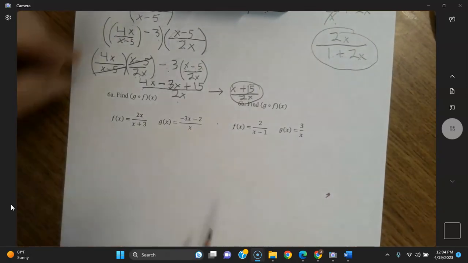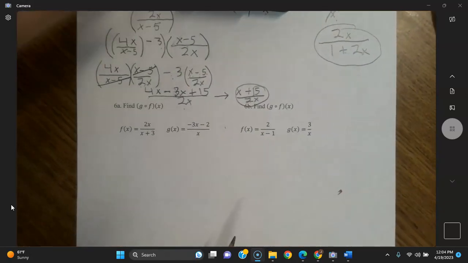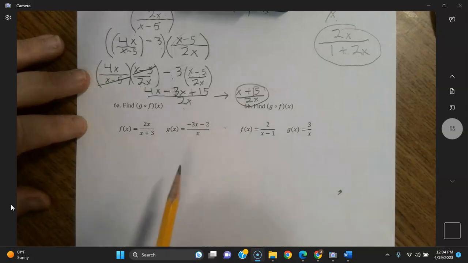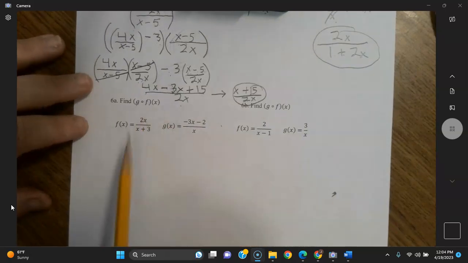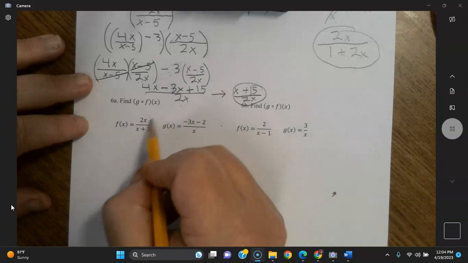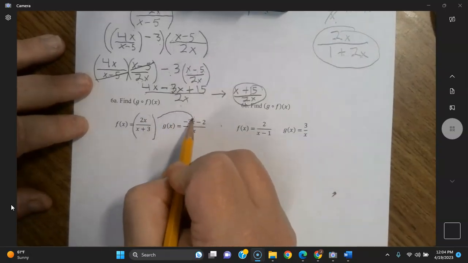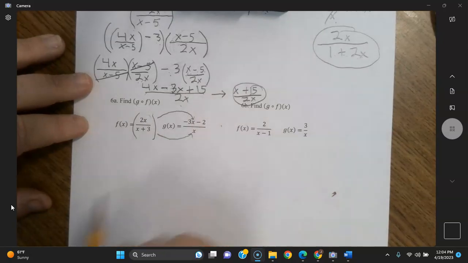Okay, this one's going to be a little bit long here. It's very similar to the one up above, though. All right? So we're going to plug F into G. So we're going to take this, put parentheses around it, and wherever we see an X, we're going to put it in there.